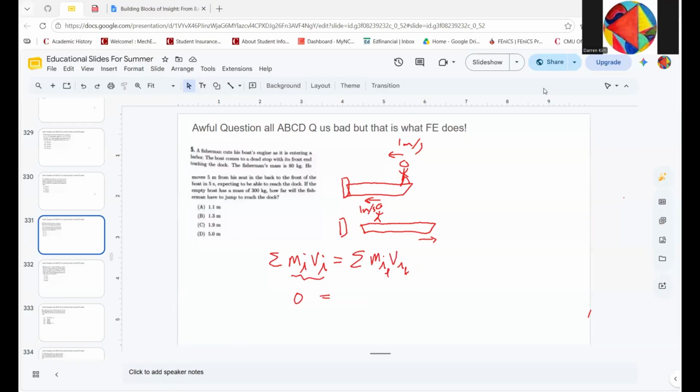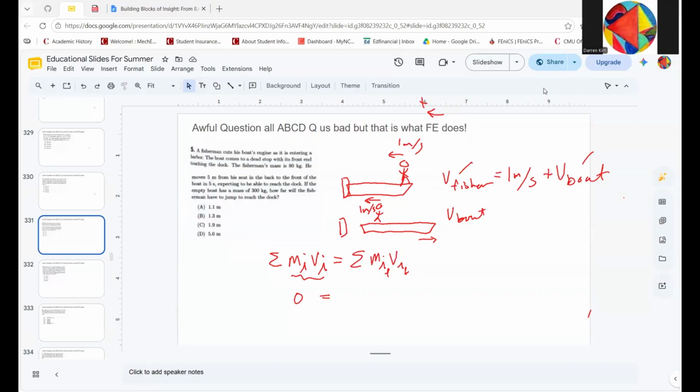There are a couple of ways to solve this, but the easiest way is by using relativity. The reason is that it allows us to relate V fisherman prime and V boat. We can create a relationship between them because we know the fisherman is going 1 meter per second in a direction, and if I choose this as positive, this is plus. Then there's a boat speed, which is going to be V boat prime.